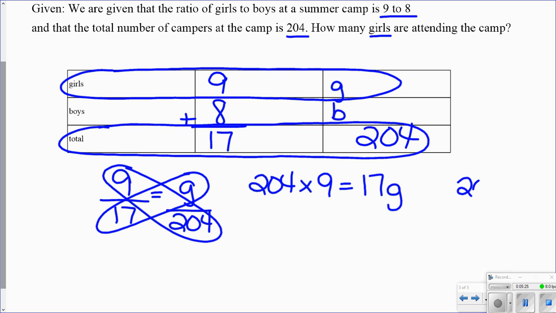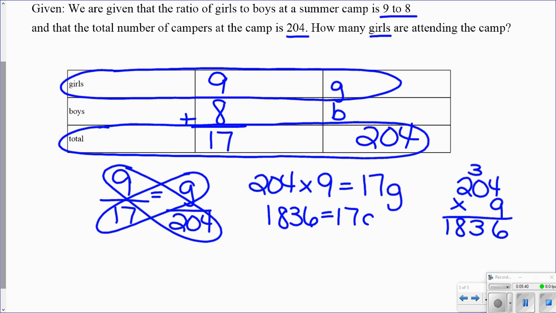204 times 9. 9 times 4 is 36. Carry the 3. 9 times 0 plus 3 is 3. 9 times 2 is 18. 1,836 equals 17G. I'm going to now divide both sides by the 17 to solve for G. 17 divided by 17 equals 1, so I'm left with just G.